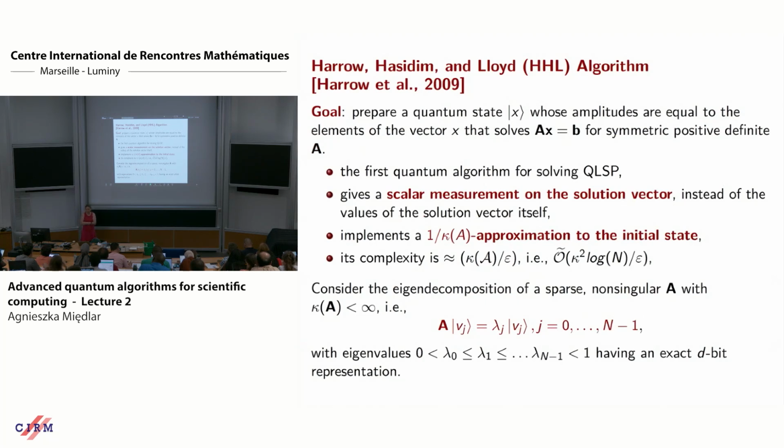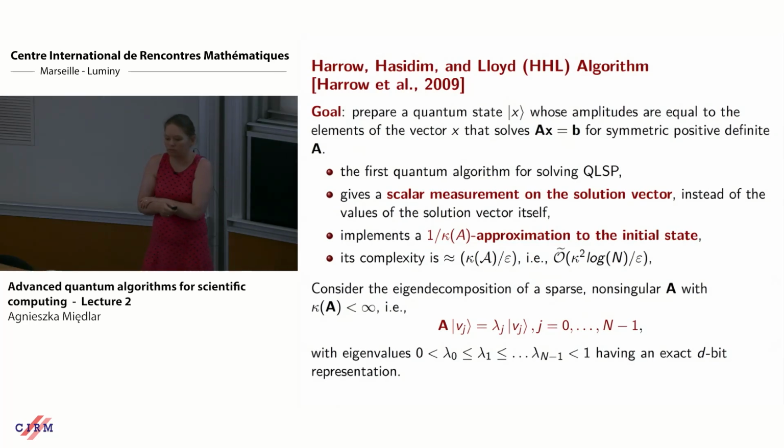So I just briefly want to introduce the HHL algorithm. This is actually 2008, but it was published in 2009, so I'm giving you the reference to the published paper. So prepare a quantum state whose amplitudes are equal to the elements of the vector x that solves Ax = b for symmetric positive definite. Okay, we are talking about a symmetric positive definite matrix here because the assumption is that the eigenvalues of the matrix A are not only real, but they're actually also positive, and that involves the structure for this particular application.